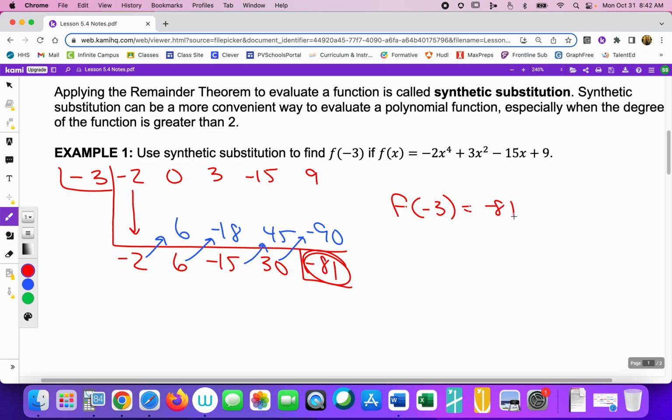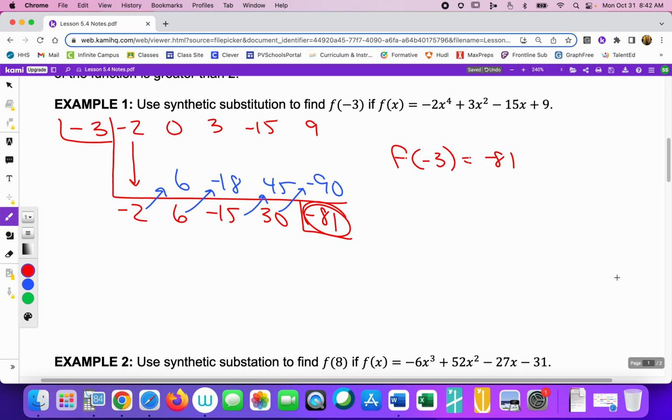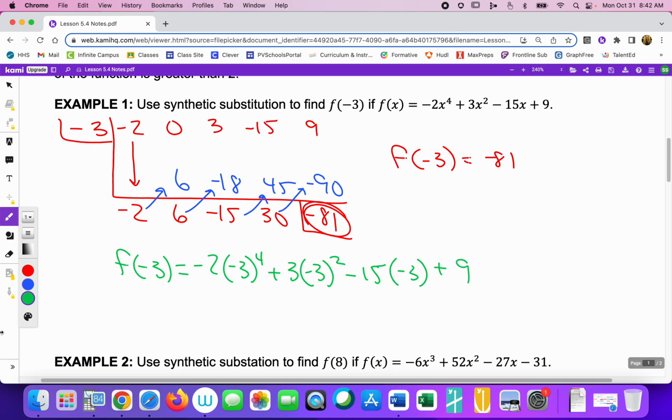Now you could check that as well. If this were a test, that would be a good idea, but you'd have to use synthetic substitution if it were a test. So if you did check it, f of negative 3, that means you're plugging it in everywhere there's an x in the original problem. We've done this before. That would all come out to negative 81 as well. So you could check to make sure that you did that right. But if you were doing it by hand, synthetic substitution is a little bit faster. Questions?